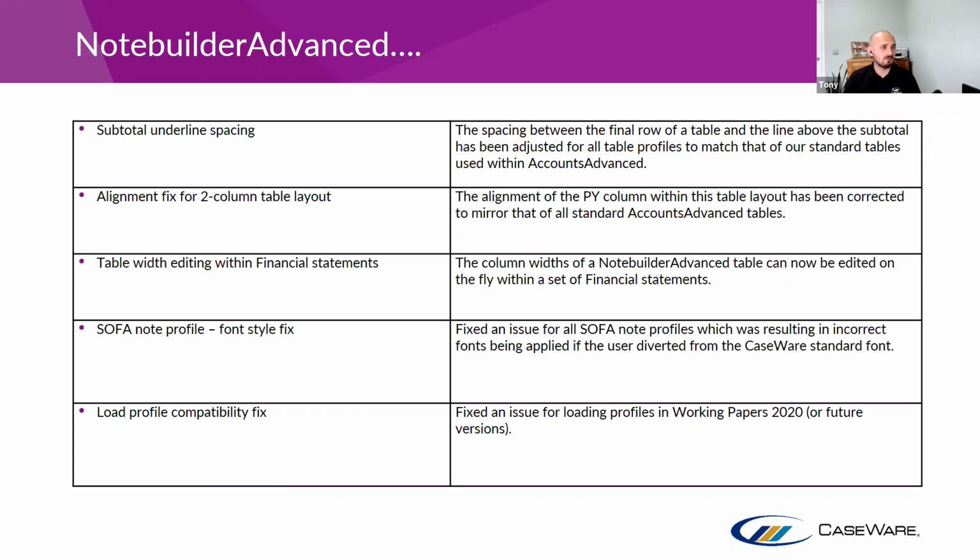Now, the top two here will be for those eagle eyes. You probably are quite aware of the alignments. I think with the alignment of the current year and prior columns, the old NoteBuilder note was out by about 1 millimeter to the standard content from CaseWare. Some of you may not be fussed with that. Some of you, that's quite important too. So CaseWare have gone through now and made sure that that spacing is exactly the same. So when you're looking at CaseWare standard content compared to the content that you create, it is millimeter perfect now.